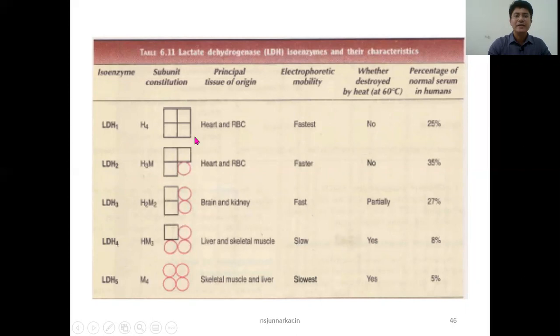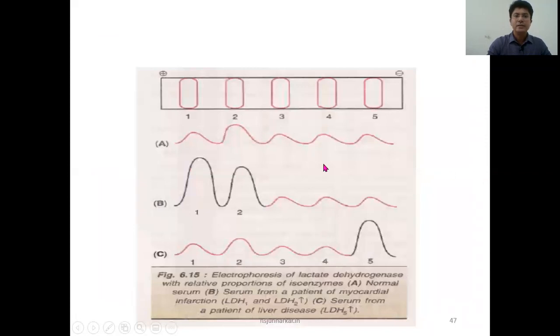LDH1 is found exclusively in heart and RBC, whereas LDH2 is found in heart and RBC. LDH3 is found in brain and kidney. LDH4 is found in liver and skeletal muscles, and LDH5 is also found in skeletal muscles and liver. So you can see the percentage of these LDH enzymes in the normal serum, and this is constant for a healthy individual. Now these may change.